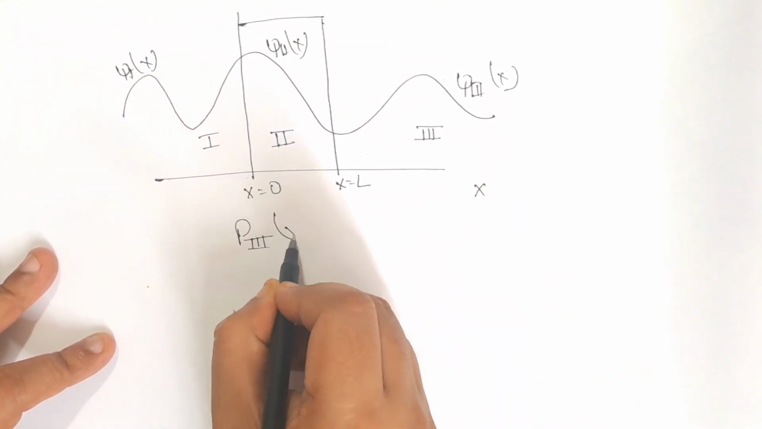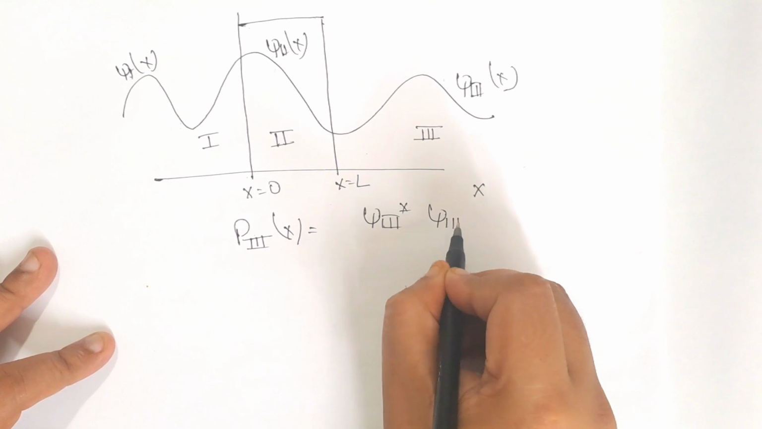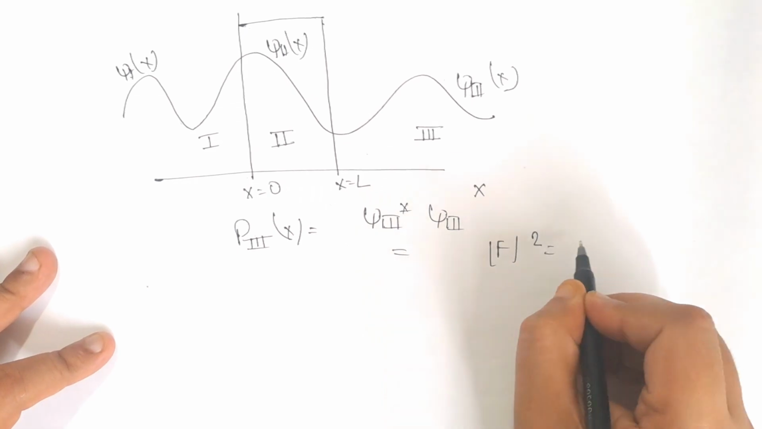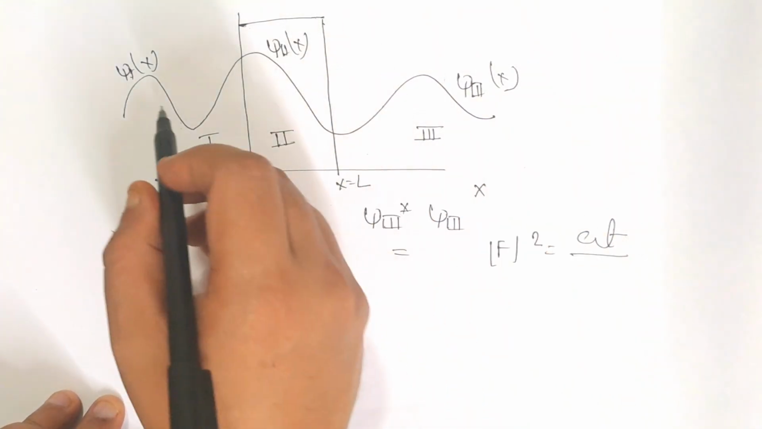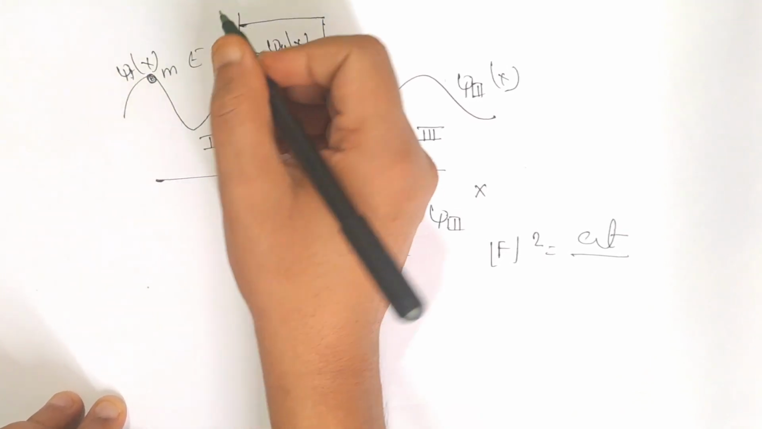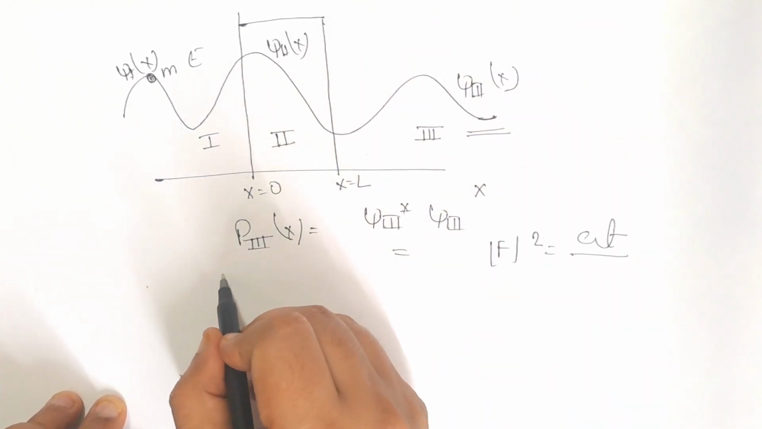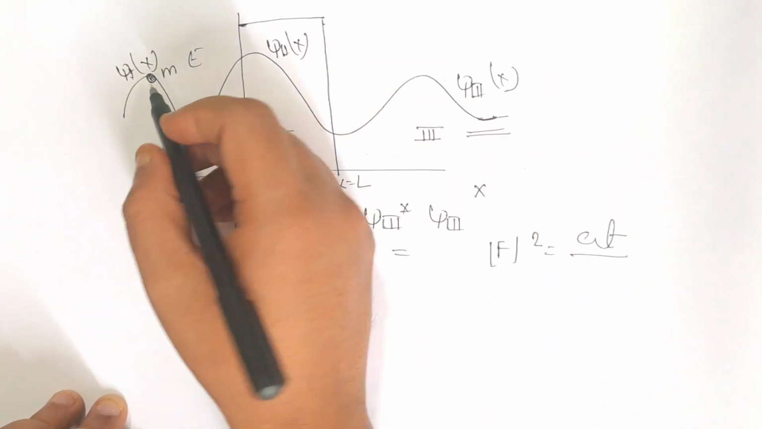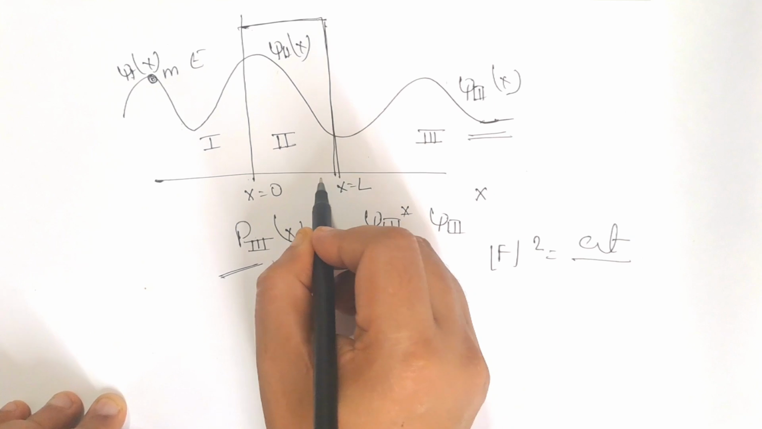P3(x) is equal to ψ3 star ψ3, we will get f square, which is constant. It means there is a certain probability that the wave function of the particle of mass m, energy E, will appear in region 3. This is called quantum tunneling. There is a probability of a particle appearing in region 3 by penetrating this potential barrier.